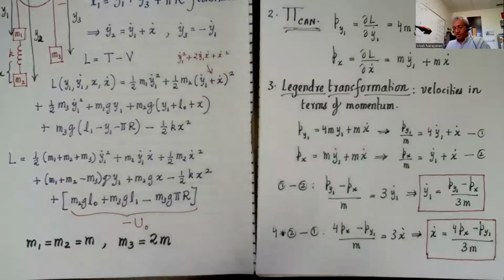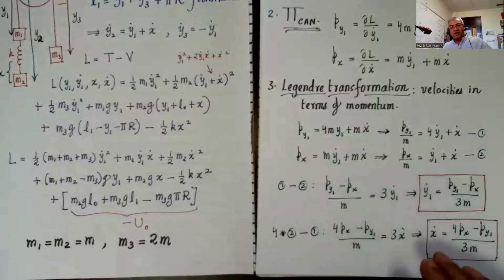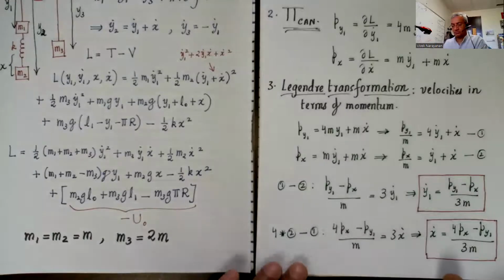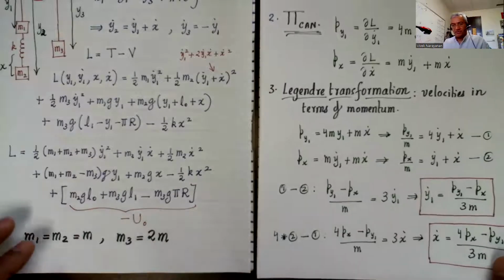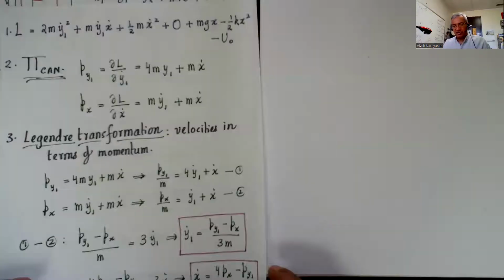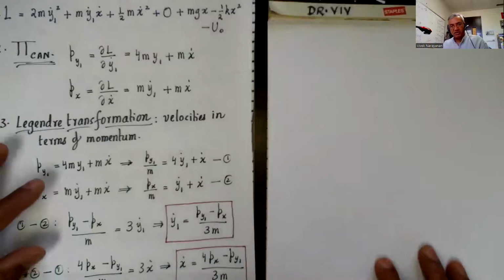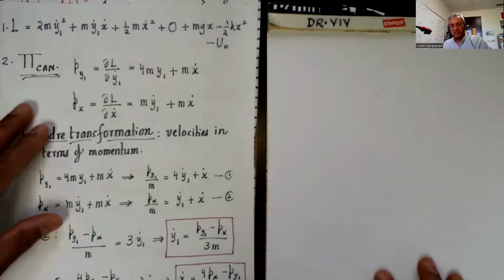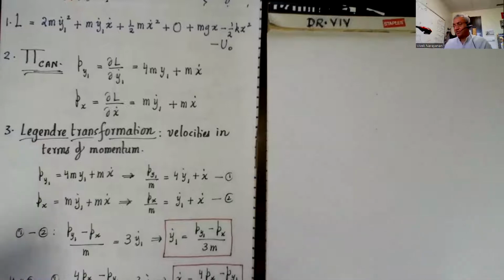Okay, the next step is to write down the Hamiltonian. What we have to do now is to use these. And the definition of the Hamiltonian requires us that all the generalized velocities be substituted in terms of the corresponding canonical momenta. So I have the Lagrangian right here. Let me just move it so we can see it. Now we'll form the Hamiltonian.